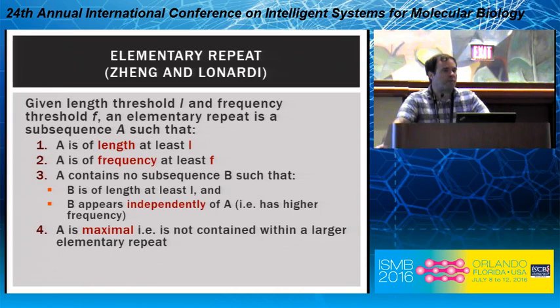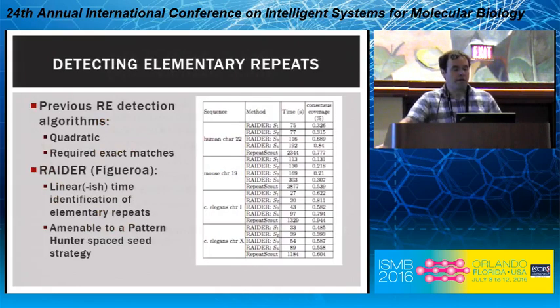So this is a mathematical definition. One of the drawbacks to it is that it doesn't really account for sequence variation, which is where we're going with this. There had been previous software to detect them. The problem is that most of the software was either quadratic runtime, so it wasn't really scalable, or couldn't deal with variation.